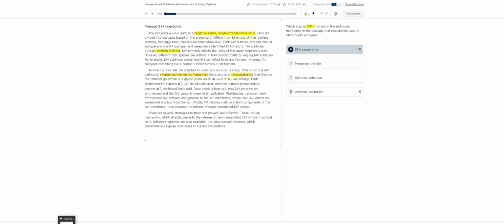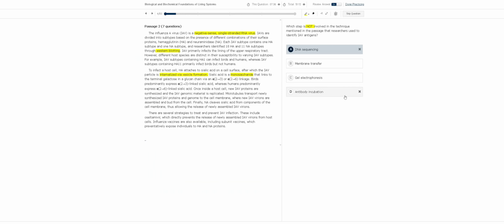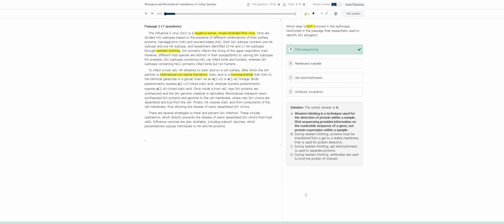And then D, antibody incubation, and that is another part of the process too, because at the end of the blotting, you have your proteins identified through antibodies, and then there's a period where you have to incubate them before you can actually see what the proteins are, and so that's a part of the process as well. And then A is our correct answer, and that is question number 4.